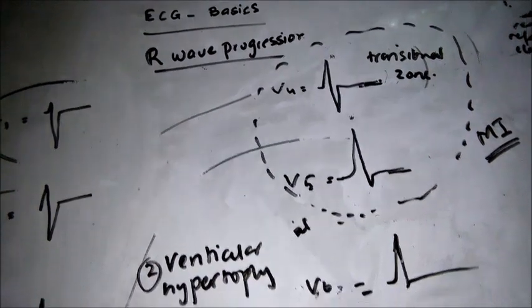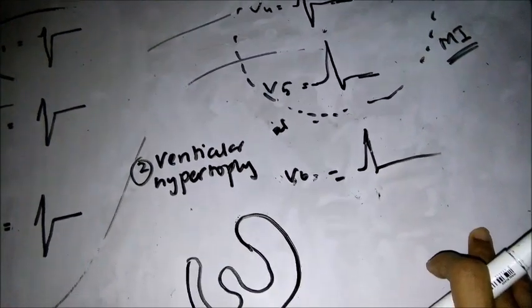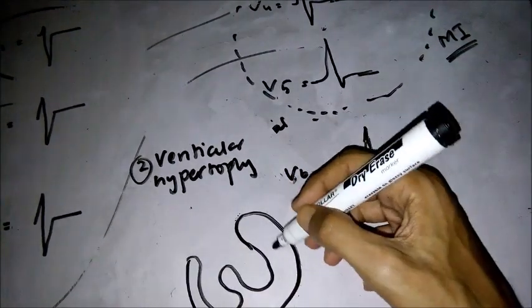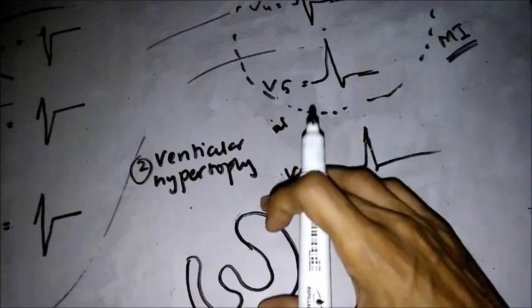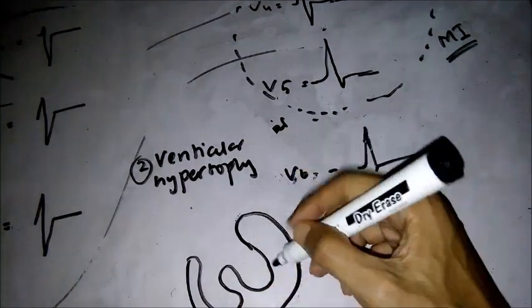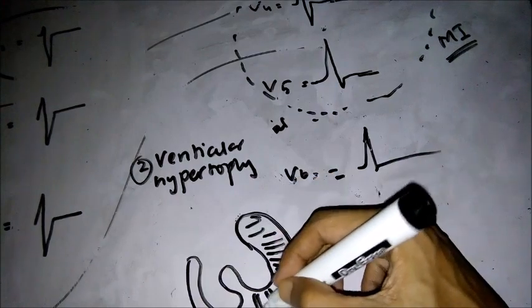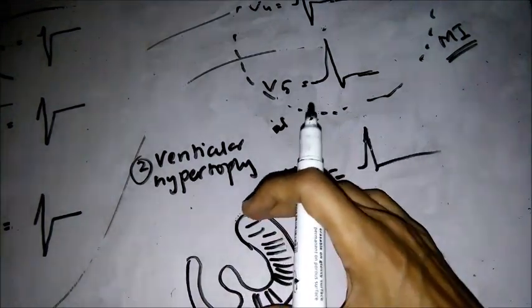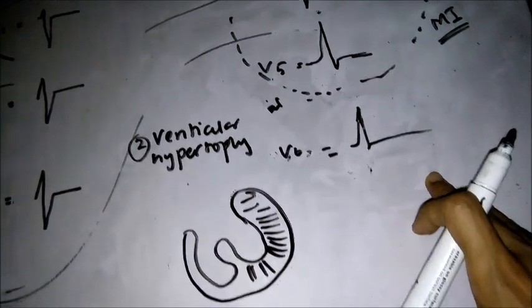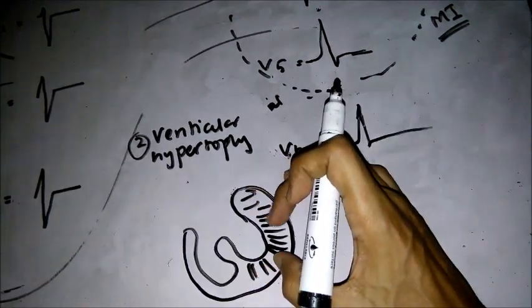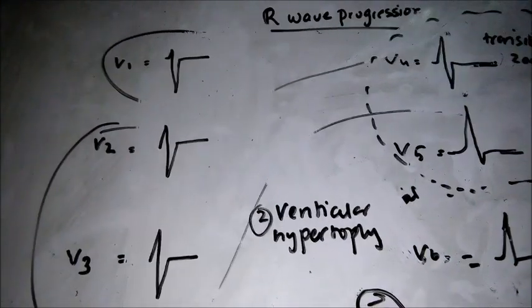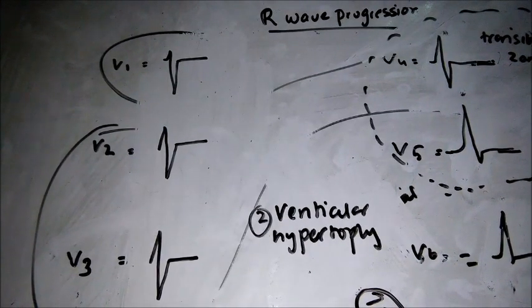So in ventricular hypertrophy, basically what's happening is that the heart, if we talk about left ventricular hypertrophy, in the left side of the heart the muscle actually increases, right? And because of this, the electrical current on the left side of the heart is now greater. So how does this actually affect the R wave progression?